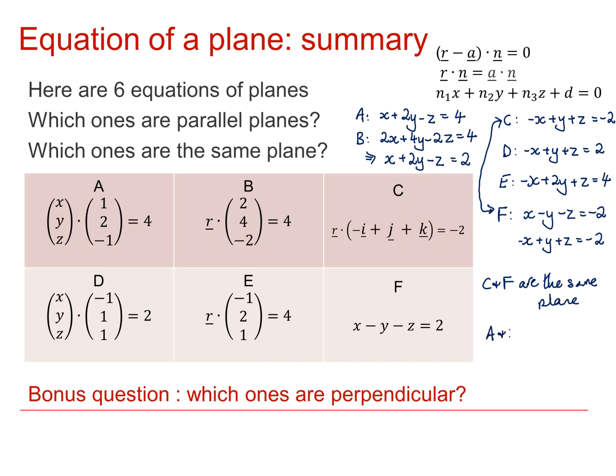A and B are parallel. And D is parallel to C and F, which are the same as each other. And there's a bonus question. See if you can work out which ones are perpendicular. If you get stuck on this, you'll find that in the next video there will be a hint.